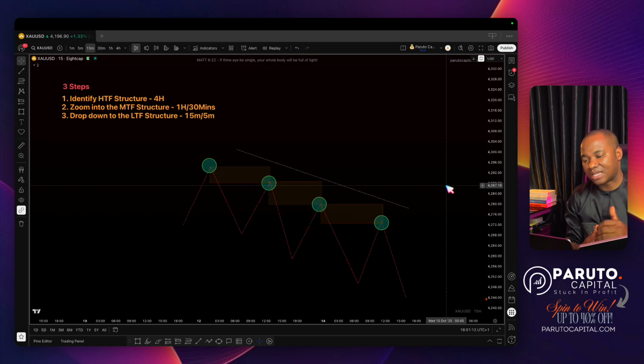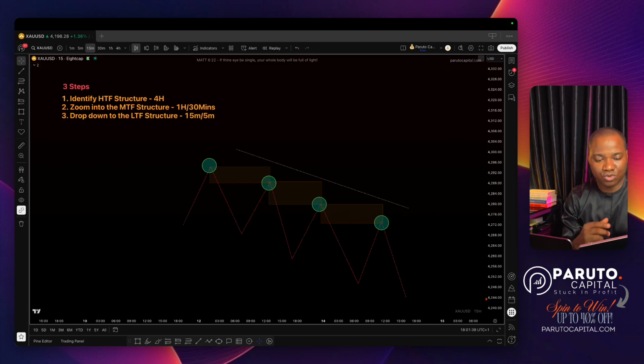When you get the structure in the high time frame, zoom into the medium time frame structure, and identify the same thing, zoom into the details, draw your zones, refine the supply and demand zones, and make sure it aligns with the higher time frame. Now, when you've done that, you drop down to the lower time frame. And now in the lower time frame, all you're looking for is execution. You're looking for entries to execute.